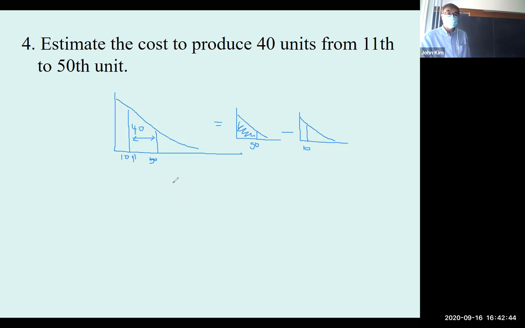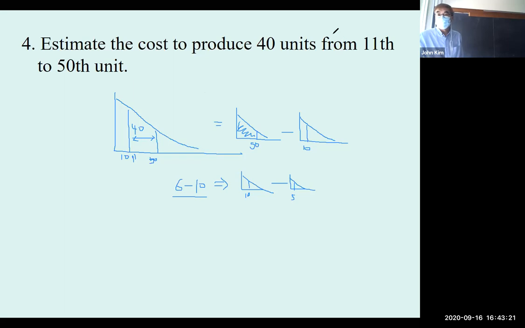If a question asks you to find, like, 6 to 10, then you should find 10 minus up to 5, because we need from 6. You know what I mean? Okay?